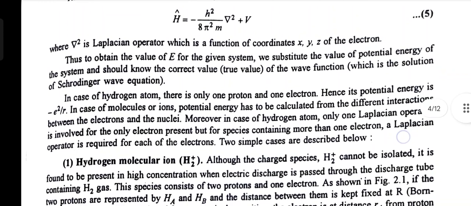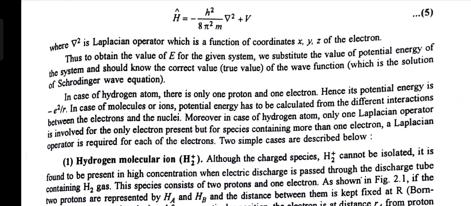In case of the hydrogen atom, there is only one proton and one electron. Hence, its potential energy is minus e square by r. In case of molecules or ions, potential energy has to be calculated from the different interactions between the electrons and the nuclei. Moreover, in the hydrogen atom only one Laplacian operator is involved for the only electron present, but for species containing more than one electron, a Laplacian operator is required for each of the electrons.